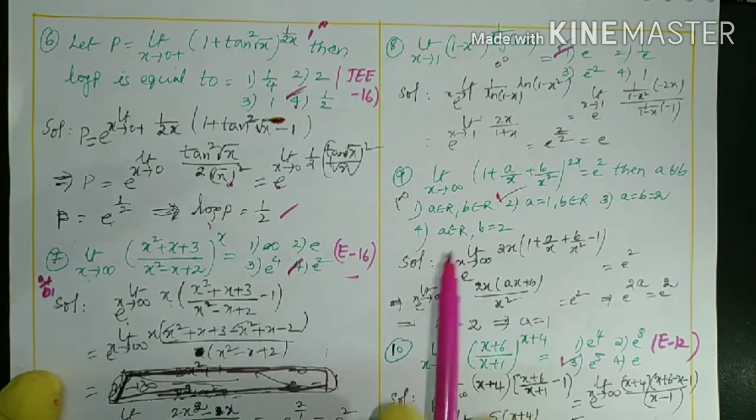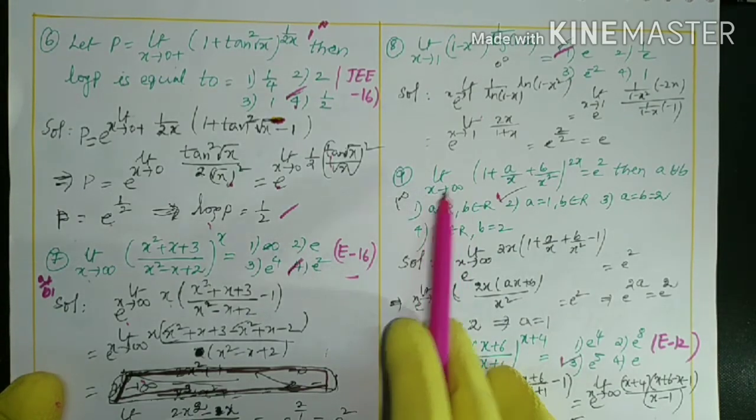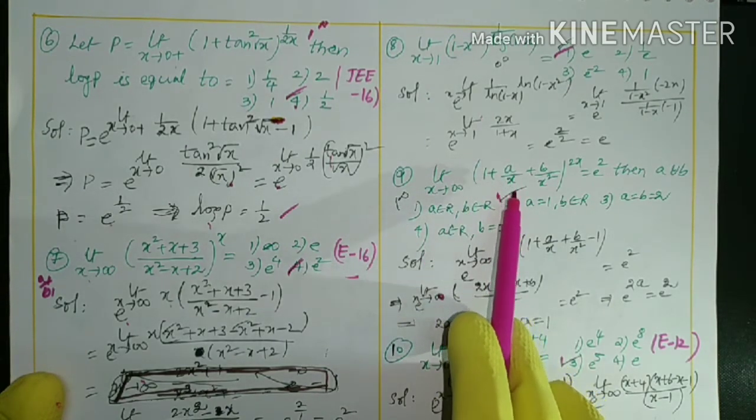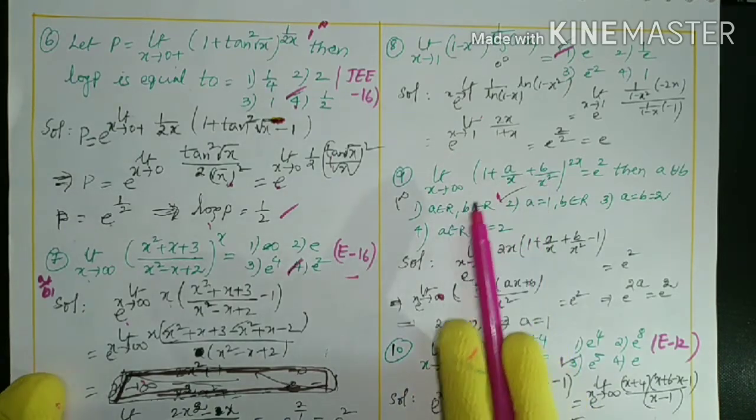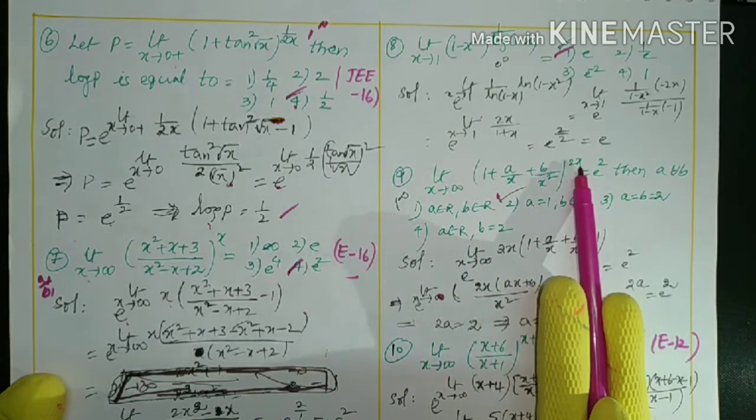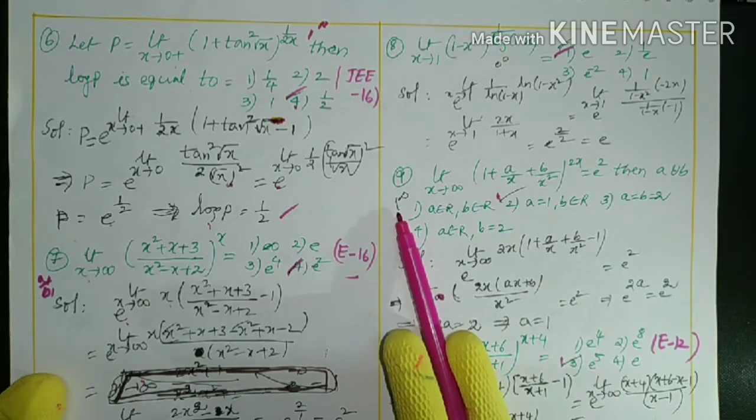Now here also you can observe the position of this limit: x tends to infinity, 1 by infinity is 0. 0 plus 0, 1 means it is 1. 1 power 2 into infinity is infinity only. Means it is in the form of 1 power infinity.